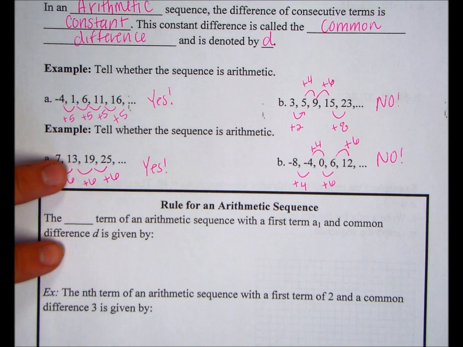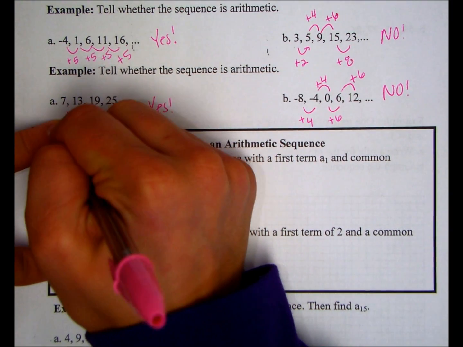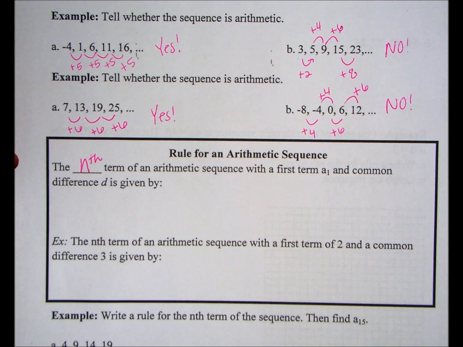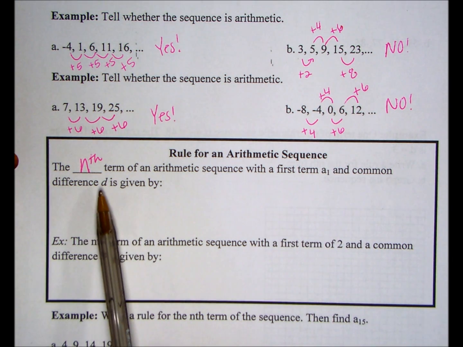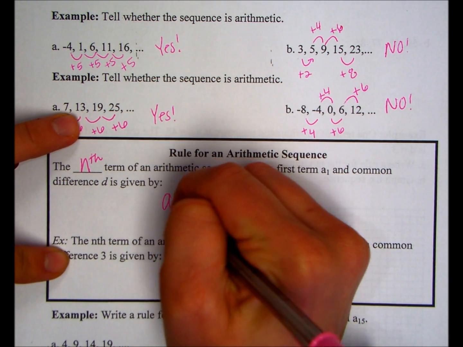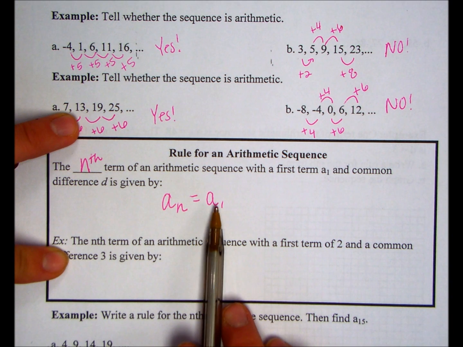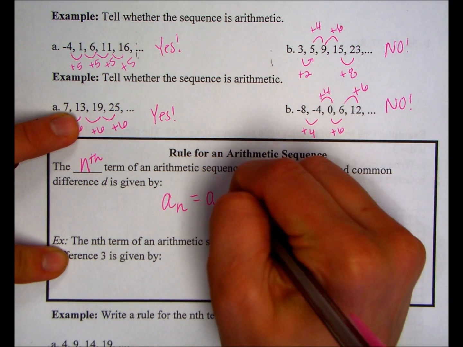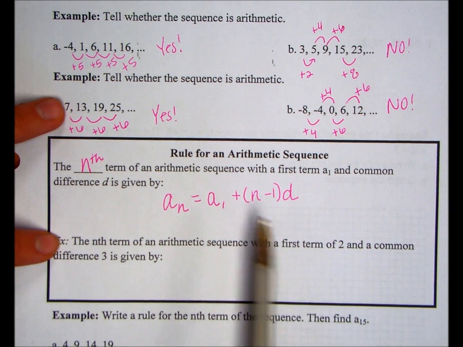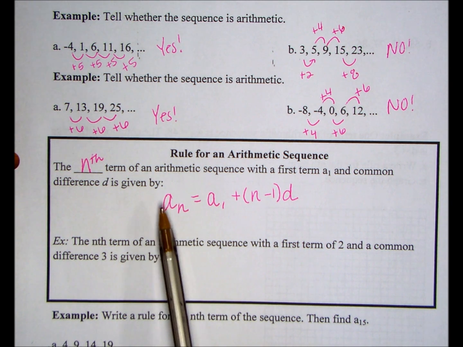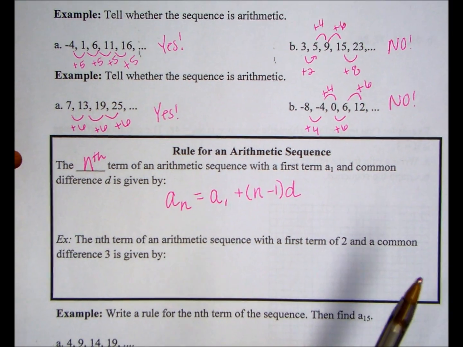So we have a rule when we're writing arithmetic sequences. The nth term of an arithmetic sequence with the first term a sub 1 and a common difference d is given by, so I write the rule as a sub n equals a sub 1, meaning my first term in my sequence, plus n minus 1 multiplied by d. So n is the value I'm working with, so if I had a sub 15, I'd be plugging 15 in for n. And d, of course, is that common difference.